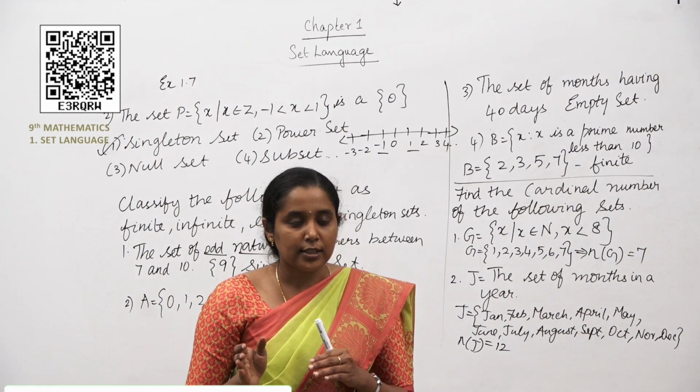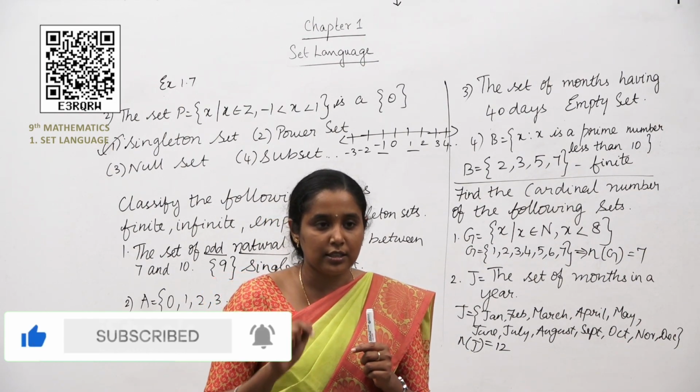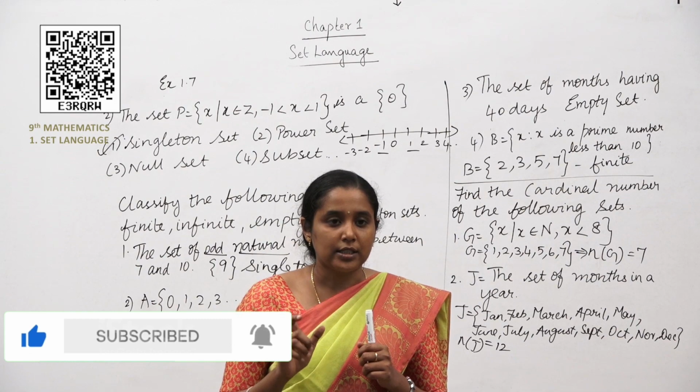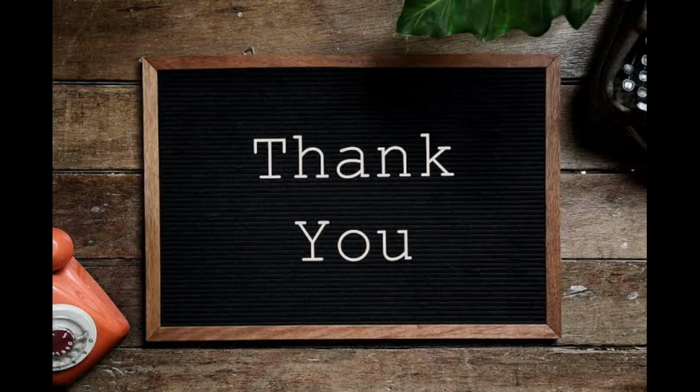Next one, unequal sets. Unequal sets means even if one element is different in the two sets, you can say it is unequal. So you will say it as C is not equal to D.